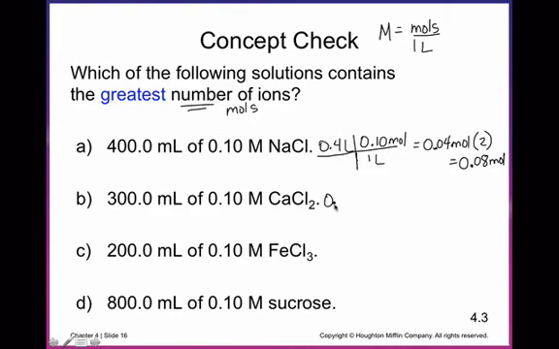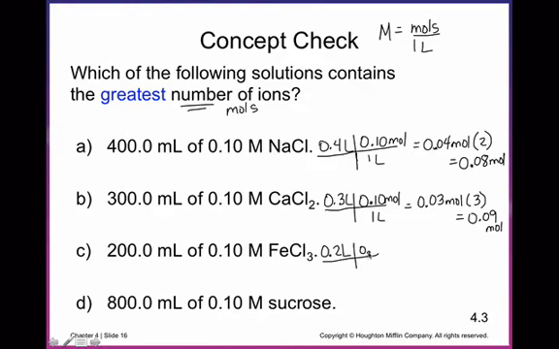Here, we're going to take 0.3 liters, and again, it's going to be 0.1 moles on top because it's the same concentration as A. And 0.3 times 0.1 is 0.03 moles. And with calcium chloride, I produce 1 of these and 2 of the chlorides. So I'm going to multiply by 3 because I produce 3 ions, and that's going to give me a final answer of 0.09 moles.